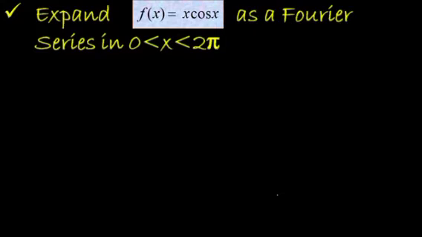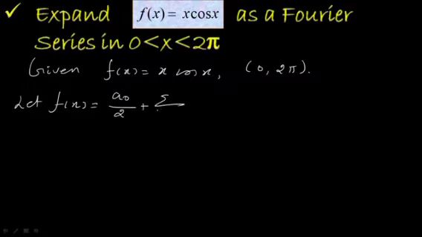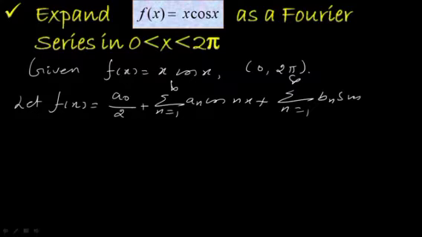Expand f of x equal to x cos x as a Fourier series in the interval 0 to 2 pi. So first write down the given function. Given f of x is equal to x cos x, in the interval 0 to 2 pi. As usual, first write down the general form of the Fourier series, that is, let f of x be equal to a0 by 2 plus sigma n equal to 1 to infinity an cos nx plus sigma n equal to 1 to infinity bn sin nx.